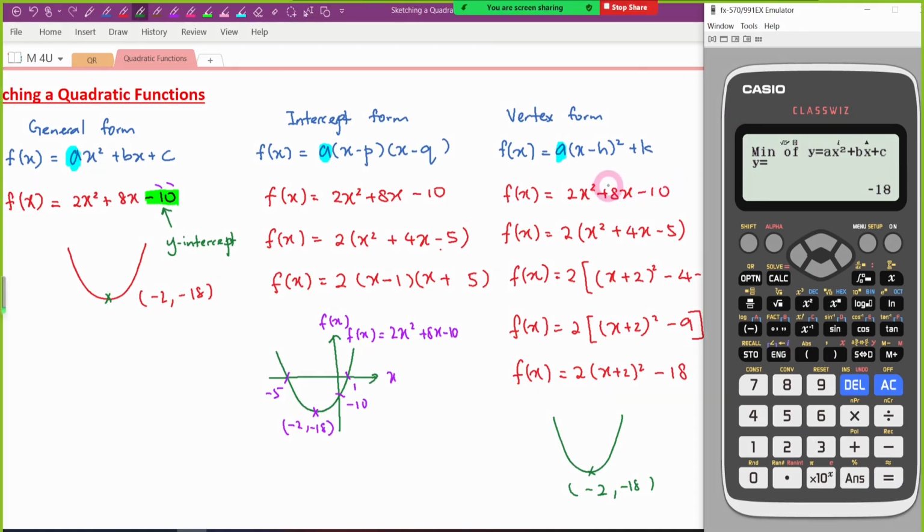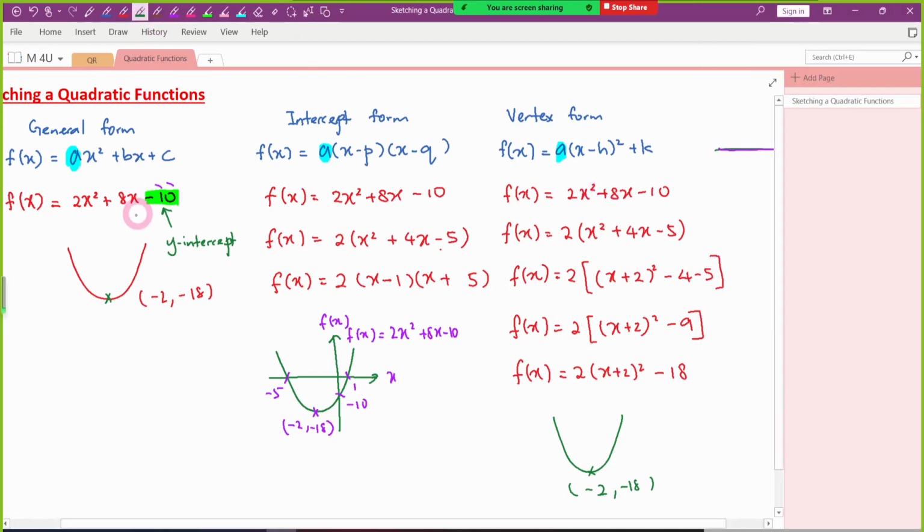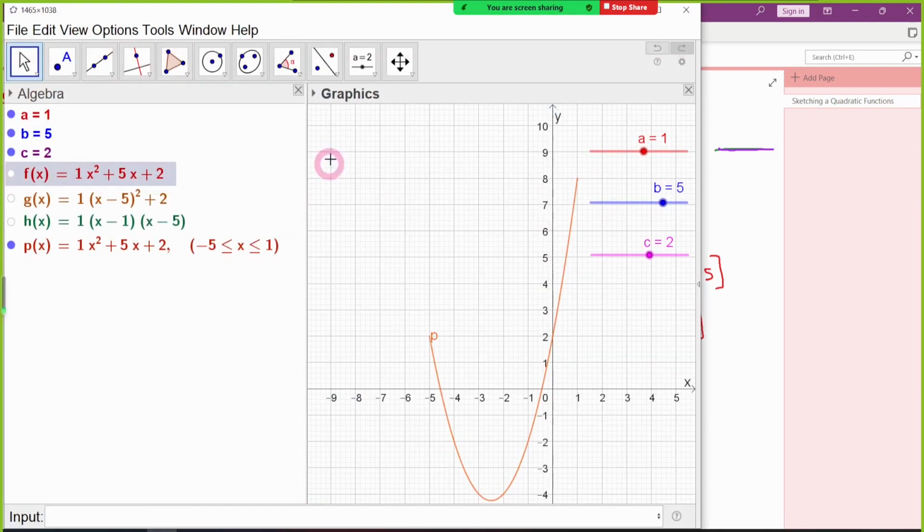And if the question asks for axis of symmetry, always remember, axis of symmetry will always pass through the maximum point or minimum point. So let's say the question asks you what is the equation of axis of symmetry of this graph. It will be x equal to negative 2. Okay, let me show you this one.